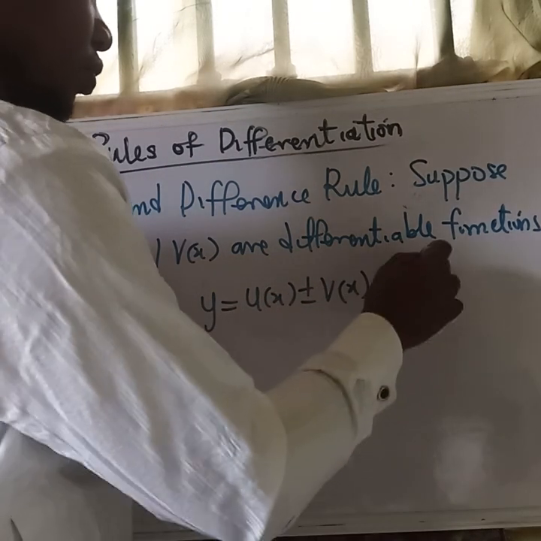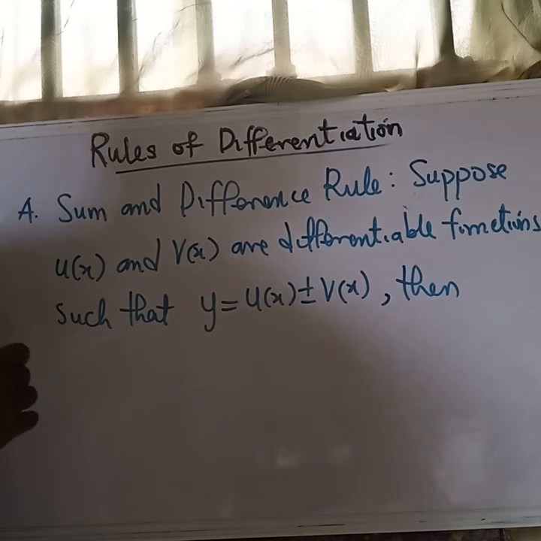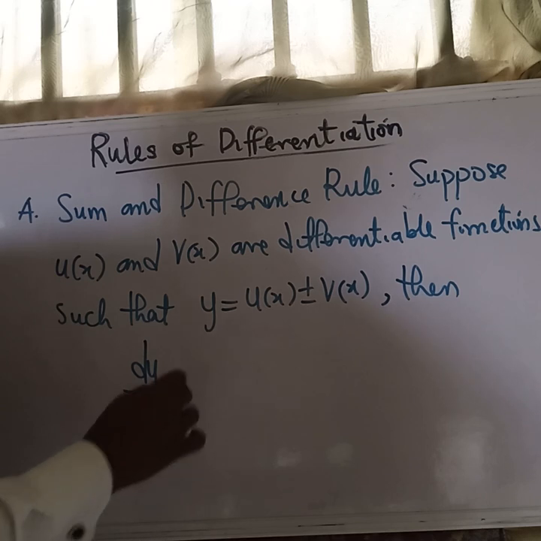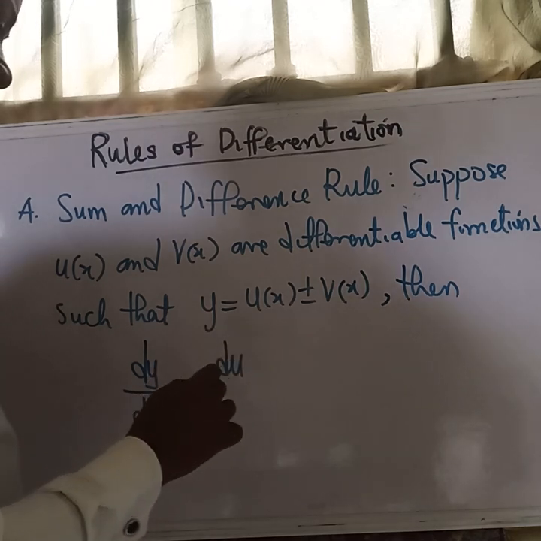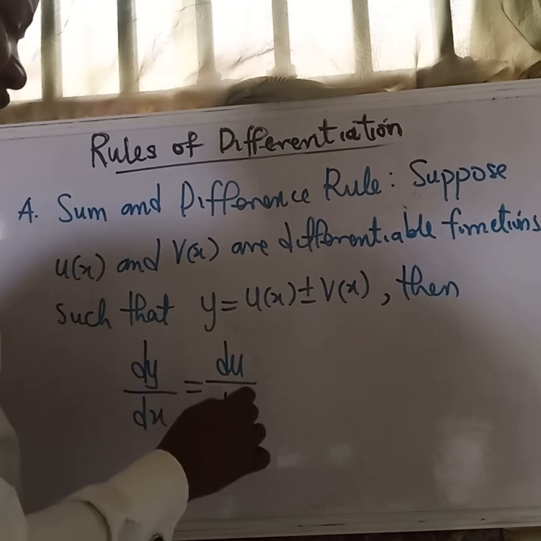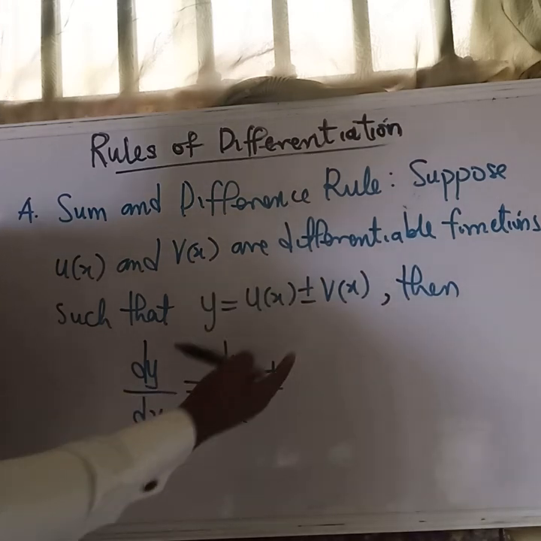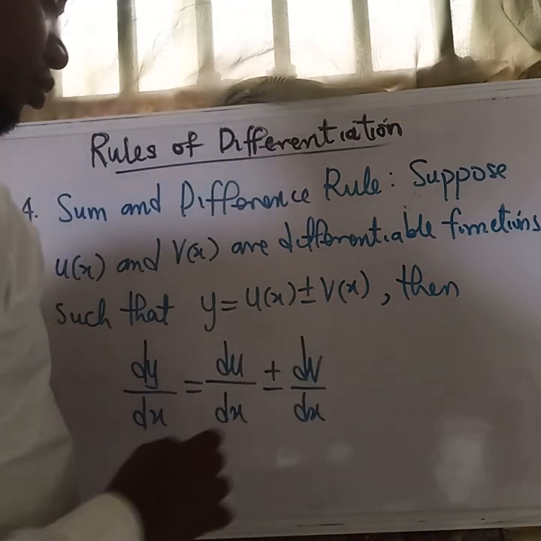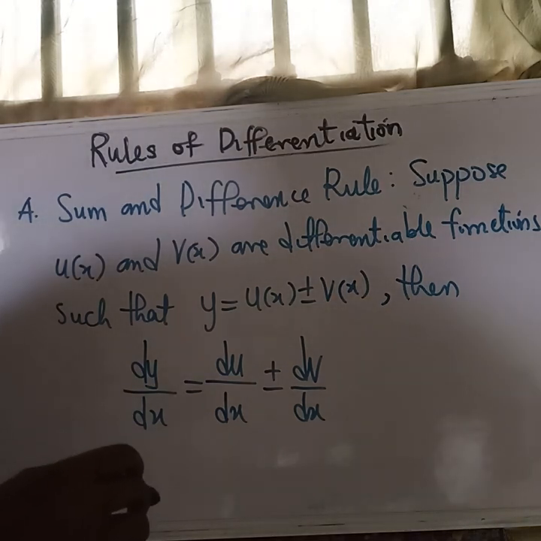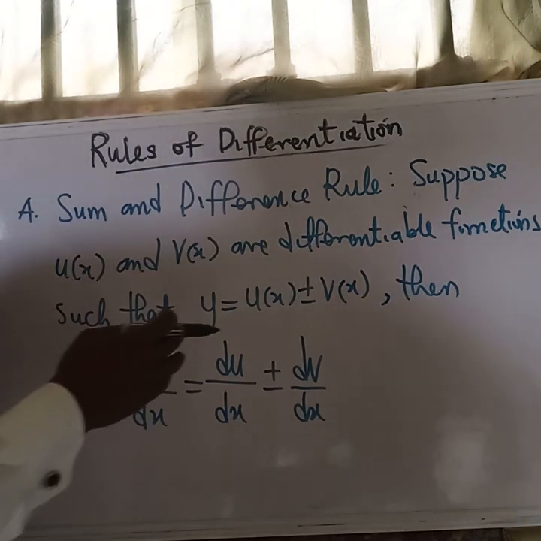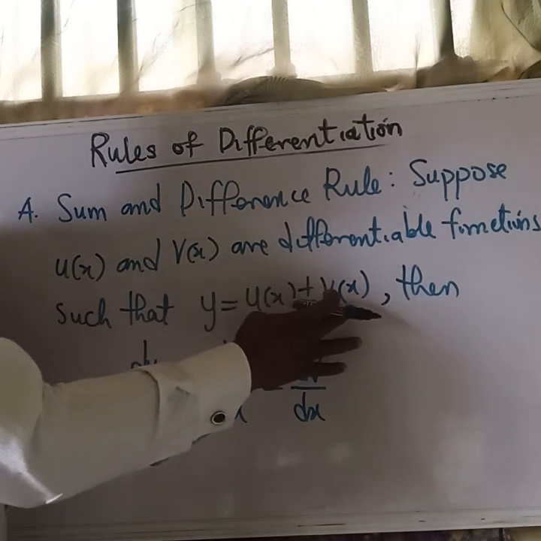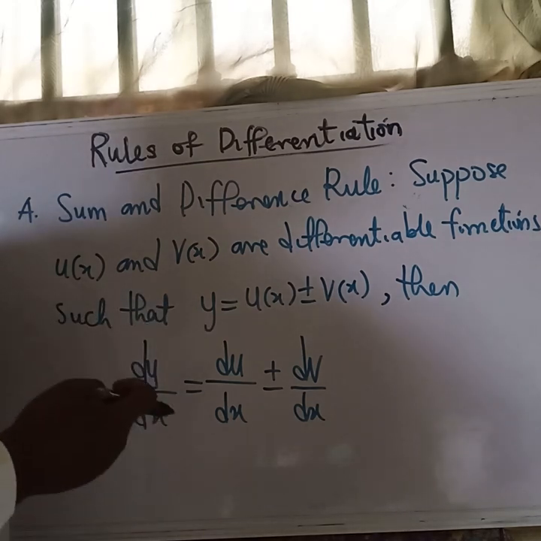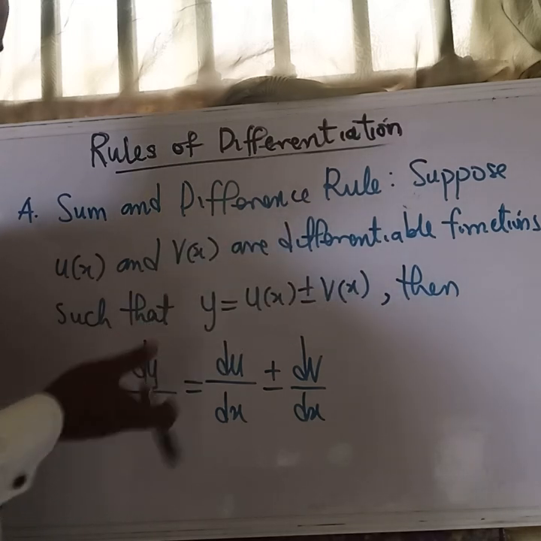Okay, so under this law or rule, we say that the total derivative of y with respect to x is the same thing as the derivative of u with respect to x, plus or minus the derivative of v with respect to x. This preserves the sum and difference. Okay, so anytime we have addition or subtraction of two functions, we want to see whether the slope of such a function exists. If it exists, this is how it is given.